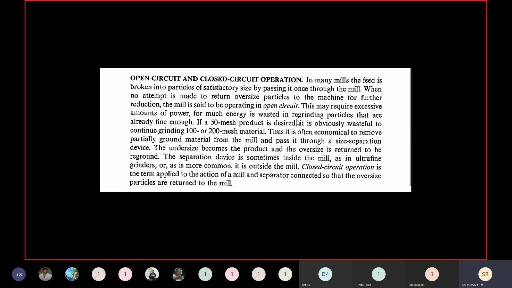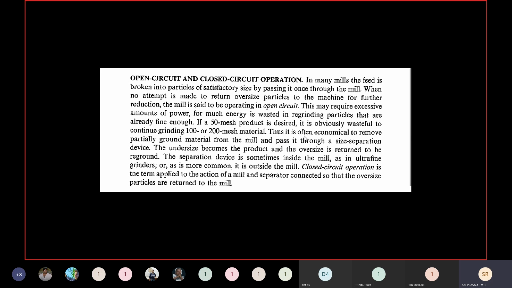Now this may require excessive amounts of power, for much energy is wasted in regrinding the particles that are already fine. If 50 mesh product is desired, it is obviously wasteful to continue grinding 100 to 200 mesh. So what is the meaning of it? Your design requires 50 mesh, and if you find that the particles are 100 and 200 mesh, what is the need for them to stay inside the system for further crushing? It is waste. So we are supposed to separate it.